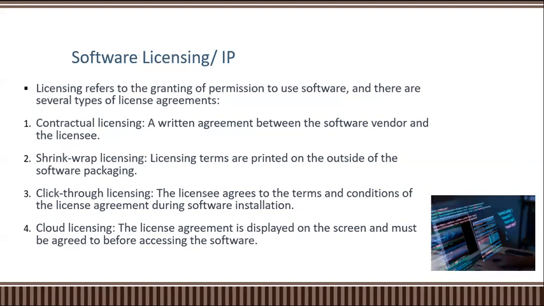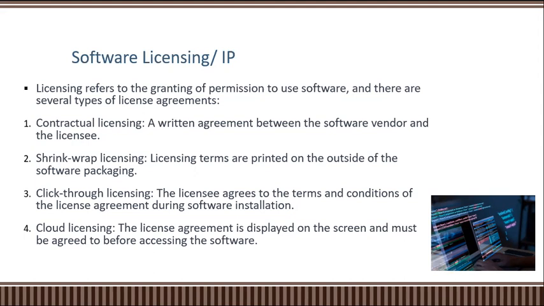Next, we'll look at software licensing IP. Licensing refers to the granting of permissions to use software, and there are several types of license agreements. First one is contractual licensing, a written agreement between the software vendor and licensee. Next is going to be shrink wrap licensing. Licensing terms are printed on the outside of the software package.